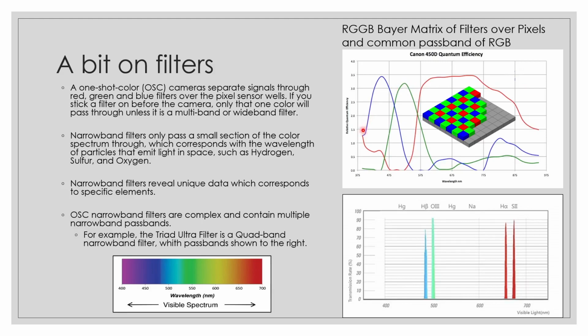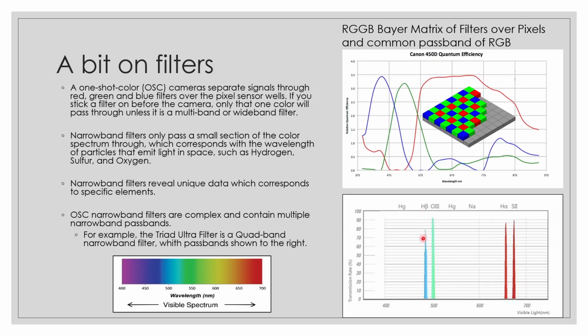So the point here is that a standard RGB camera sensor, a one-shot color sensor, is going to let in a wide passband for each red, green, and blue channel. Now, if you put, say, a Triad Ultra filter, which I have, or individual filters if you're doing monochrome for different signals, you're going to have a very narrow bandwidth of wavelengths it can cover. So it's going to cover very few wavelengths, and that wavelength's going to correspond to the elements we were talking about, like hydrogen, oxygen, sulfur, and hydrogen alpha.